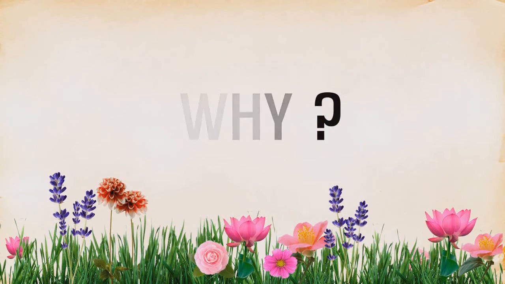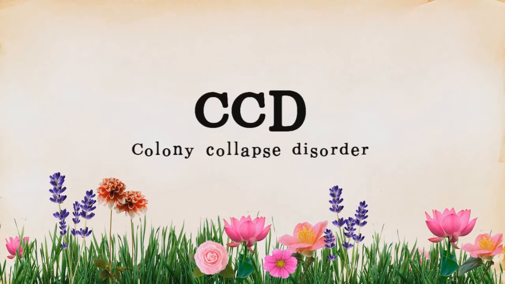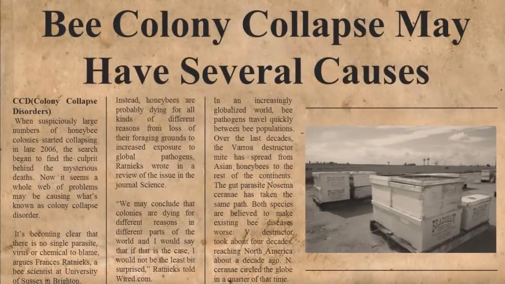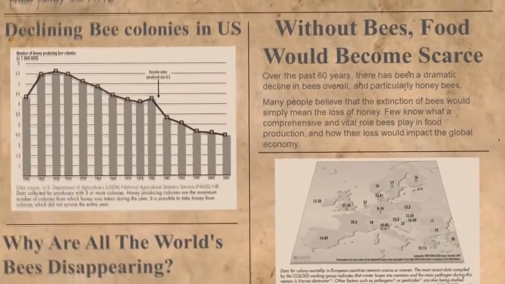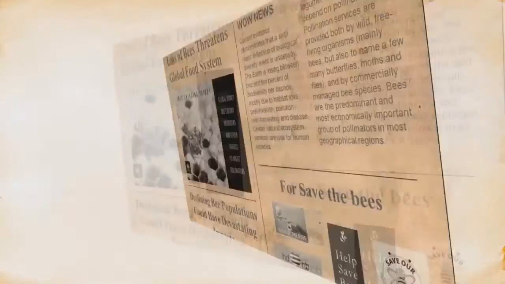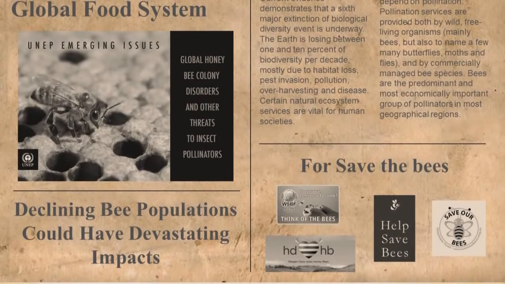Why did they disappear? This phenomenon is called CCD, colony collapse disorder. Many causes have been proposed as causative agents, but nobody has been able to determine the cause of any past appearances of this syndrome. This phenomenon was reported all over the world, and the UNEP warned about this very seriously. So, many organizations try to solve this problem.